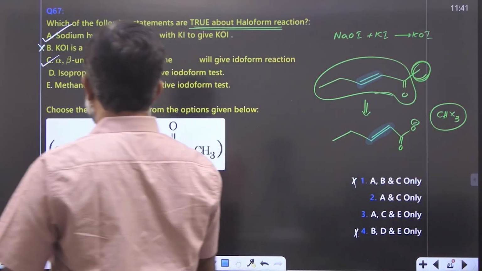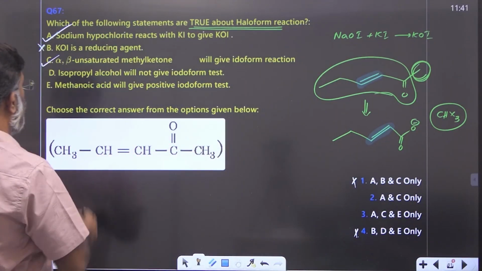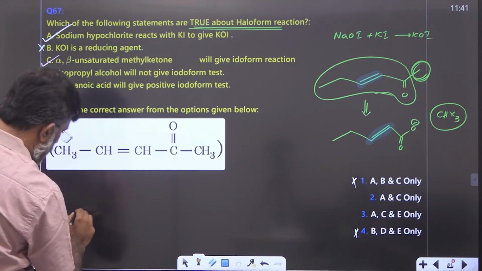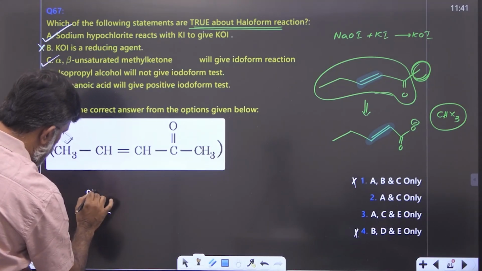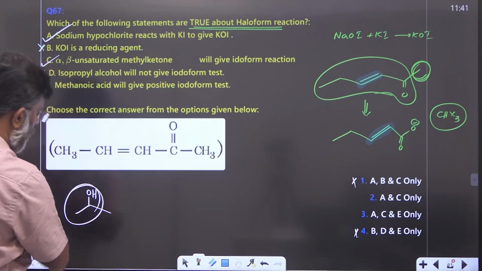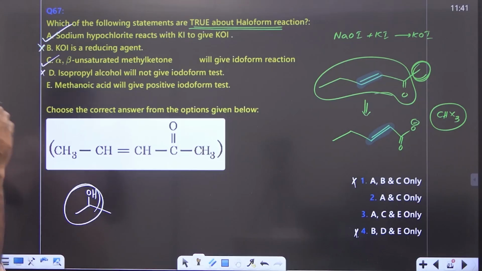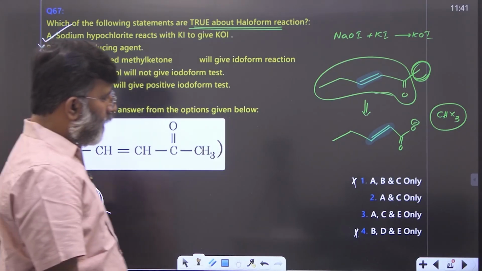D: isopropyl alcohol will not give iodoform test. Wrong. This is isopropyl alcohol. Isopropyl alcohol has a methyl carbinol group. It will give iodoform test. D is wrong.